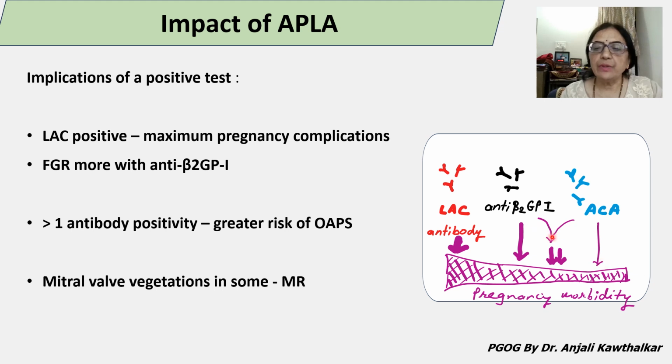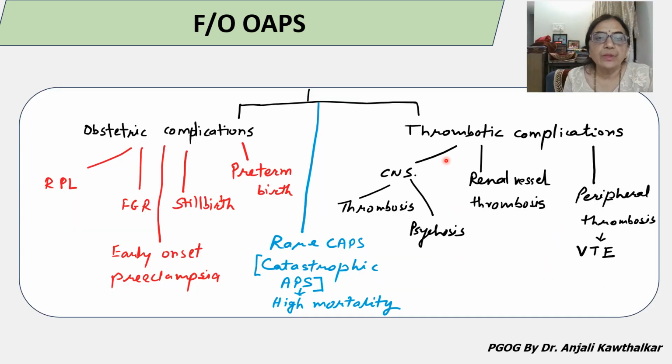But remember that whenever there is a combination of these two, anti-cardiolipin and anti-beta-2 GP1, then the risk increases and pregnancy complications are more. Greater than one antibody positivity is associated with greater risk of obstetric APS. And in some patients, mitral valve vegetations are observed, leading to mitral regurgitation in some cases.